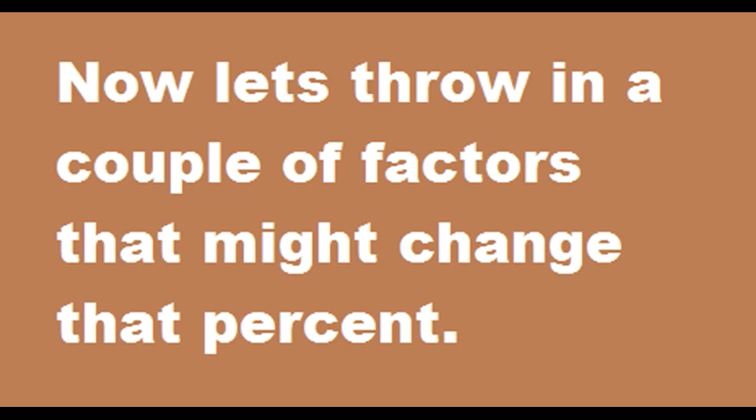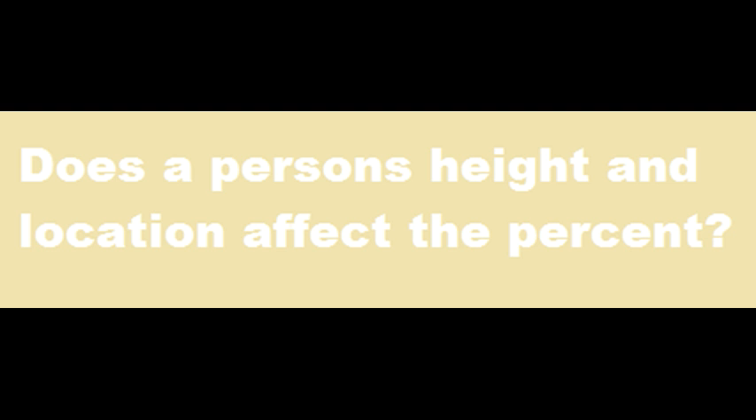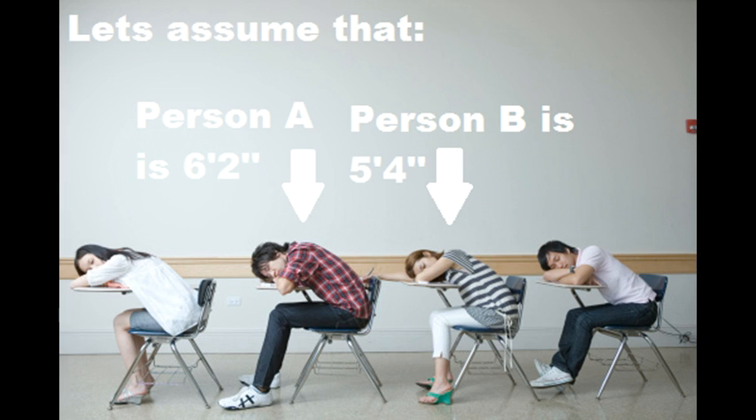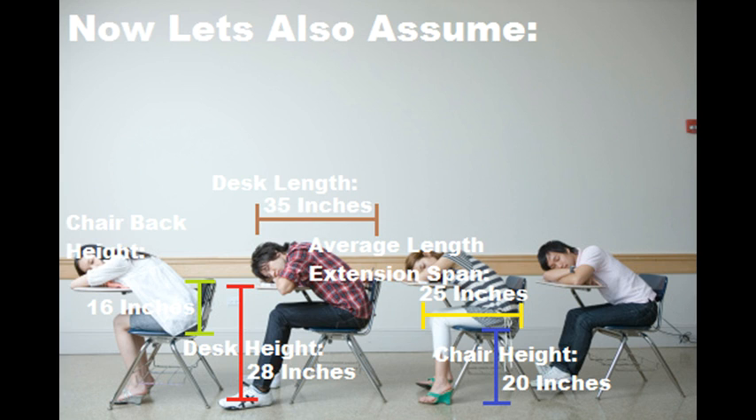Now let's throw in a couple of factors that might change the percent. Does a person's height and location affect the percent? In this picture, let's assume that person A is 6'2" and person B is 5'4". Now let's also assume the following: desk length, average length extension span, chair height, desk height, and chair back height.